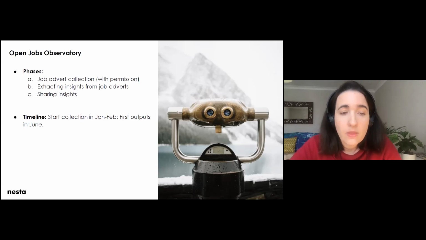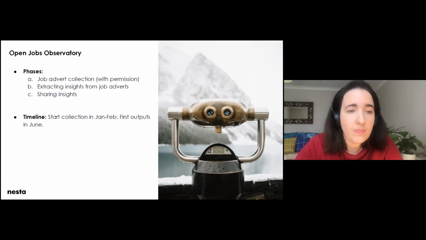So the project only runs until June next year, but we'll be looking for a small amount of funding after that so that we can keep it going, keep the collection going, because we think that the value of the data set will grow over time.